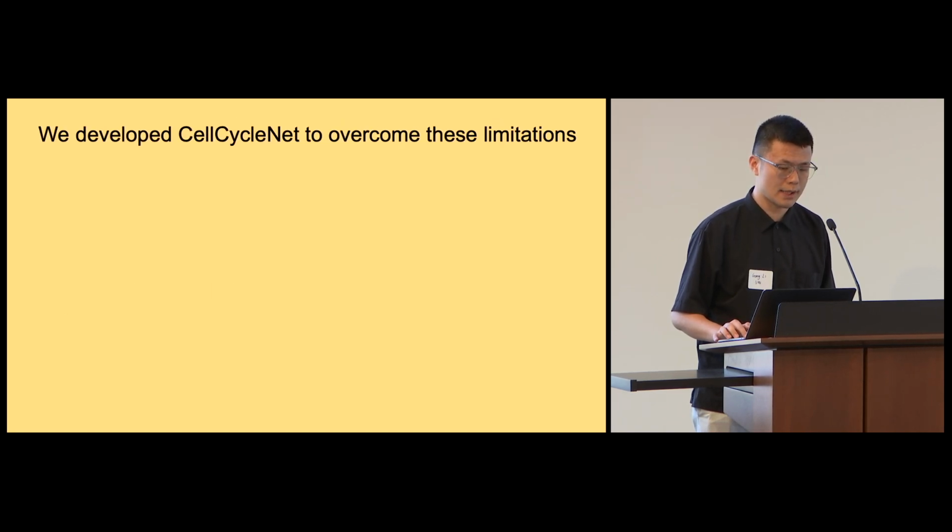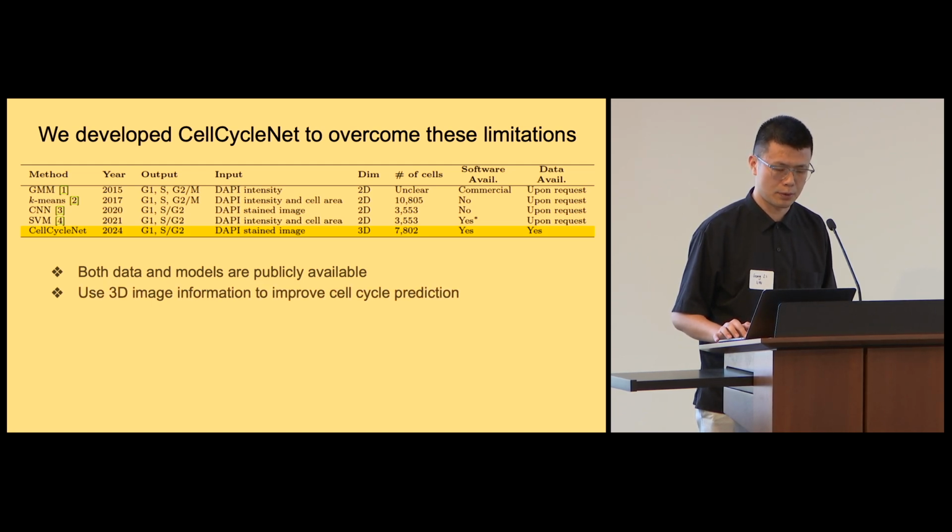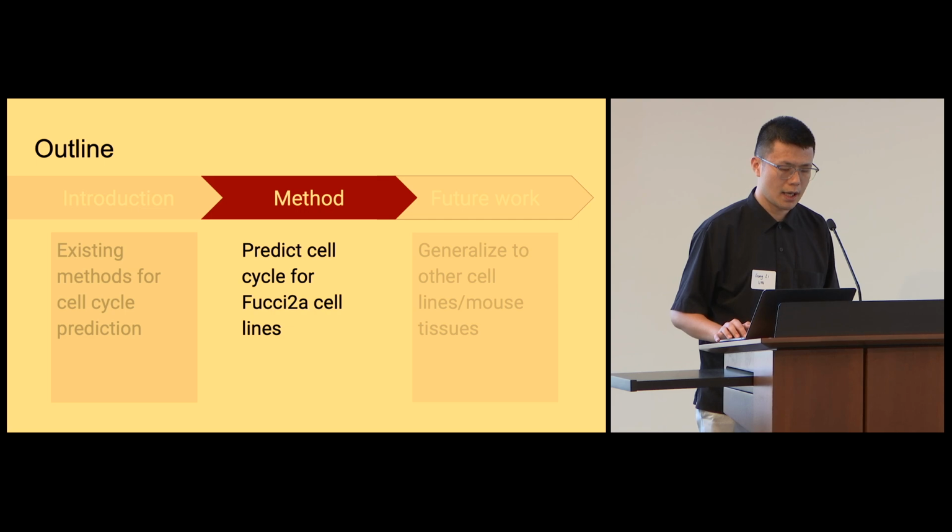So to address those limitations, we developed a machine learning framework called CellCycleNet, for which we release both our data and models, and it has already been put on a public GitHub repo. We try to use 3D image information directly to improve the cell cycle inference. And we evaluate on both epifluorescence and confocal microscopes. So now I'm going to introduce our method.